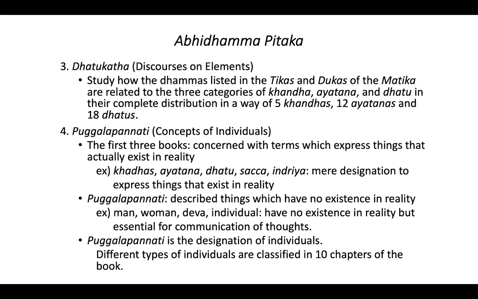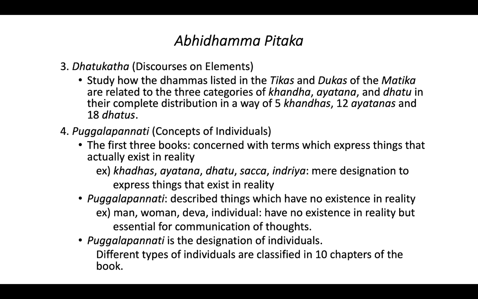As these terms have been elaborately dealt with in the first three books, this fourth book, Puggala Paññatti, briefly deals with Khandha, Ayatana, and Dhatu. So the Puggala Paññatti begins with a general enumeration of types of concepts. And this indicates that it was originally intended as a supplement to the other three books.